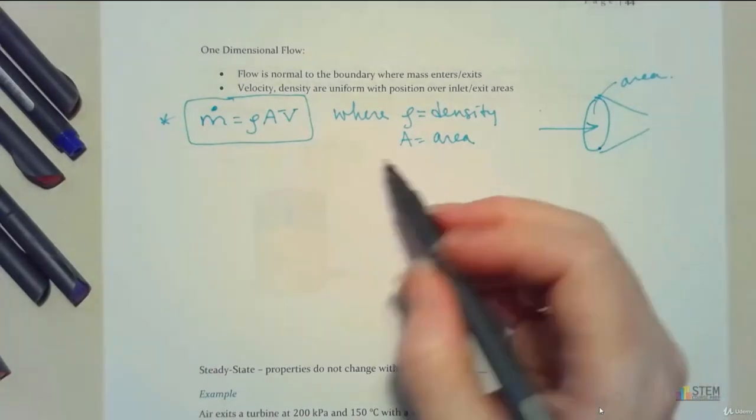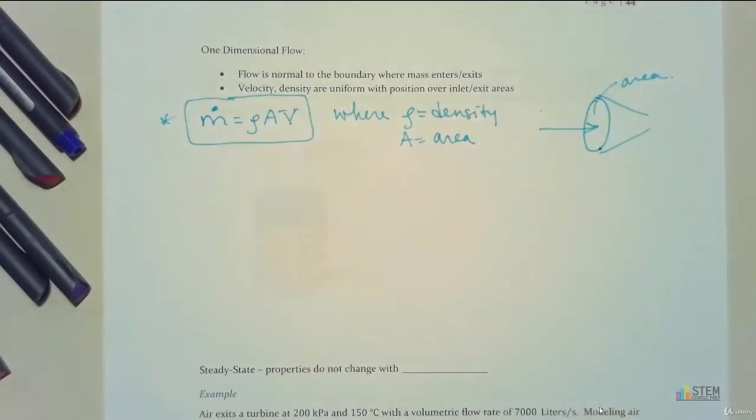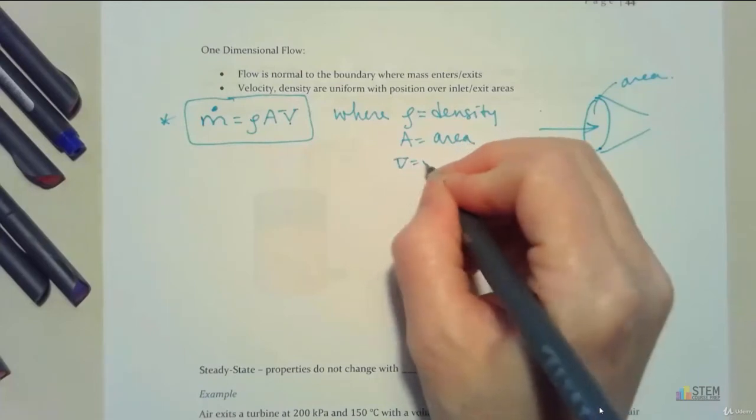Okay, and then finally we've got V. Now, what do we think that V is? We've had two other V's already, right? We've had volume, we had specific volume. So what do you think that one might be? Right, it's going to be velocity. I'm sure you were all thinking that. So it's going to be velocity.